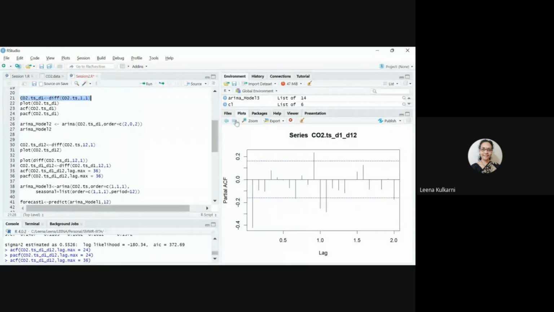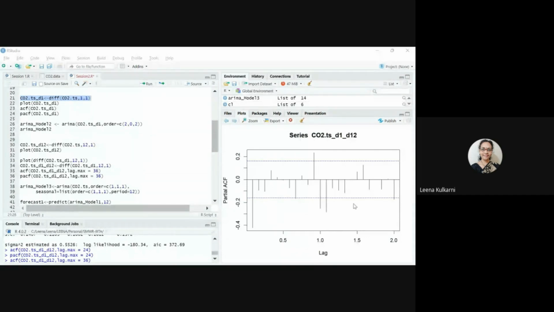In the same way, how many significant spikes you have is important to determine the order of P, Q, P dash and Q dash. So is this explanation sufficient, Santosh sir, or do you want some more explanation? All right.